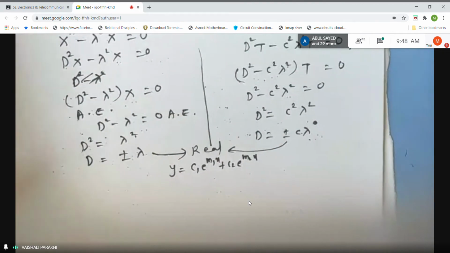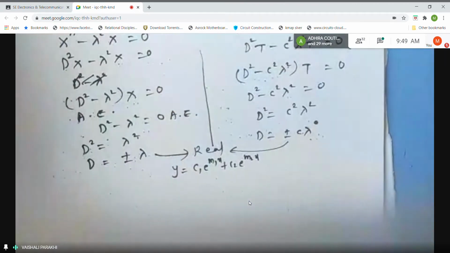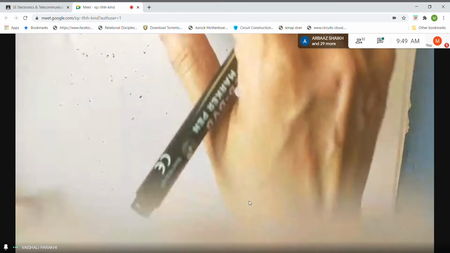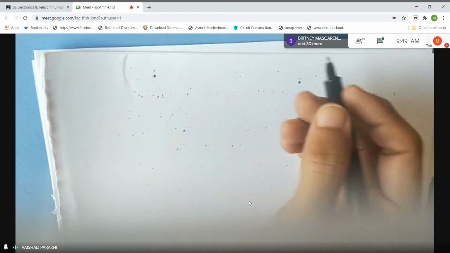So what I do, students, I don't expect you to remember all these things. So I will just revise that small part. It will be useful for new students also. So before proceeding, this comes in homogeneous differential equations, right? So it depends upon the roots of differential equation.